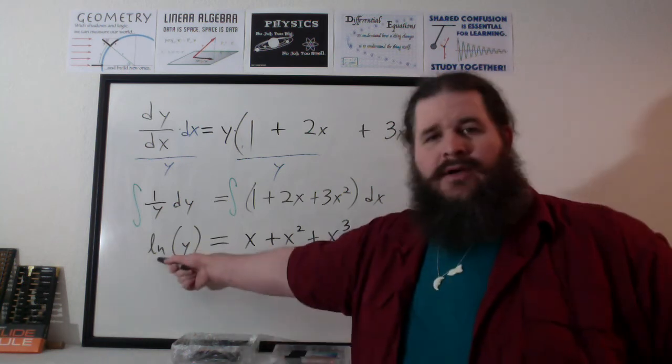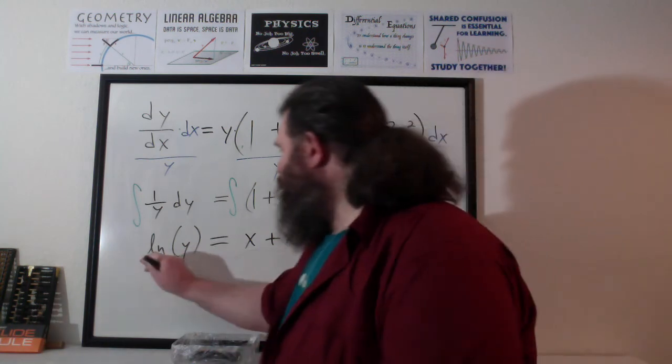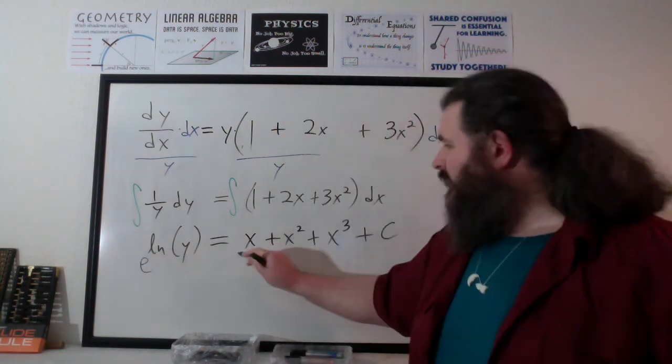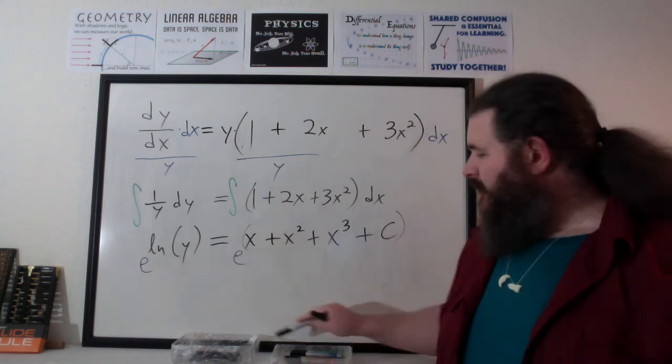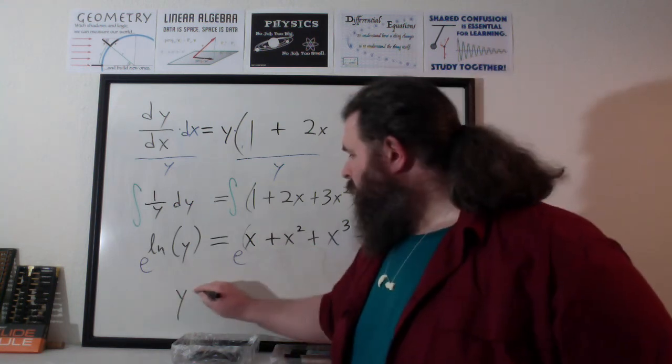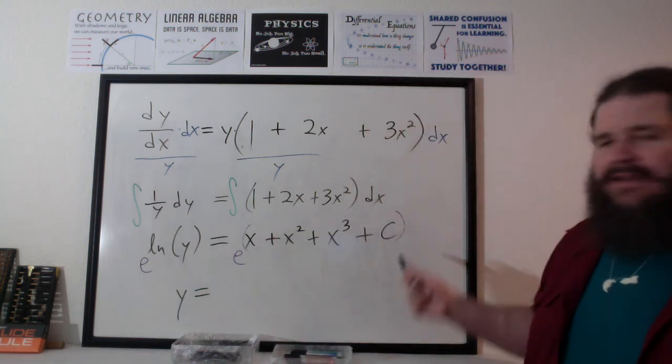So how do we get rid of the logarithm? We exponentiate. We raise e to the power of both sides. e to the power of the left side, e to the power of the right side. On the left side, exponential and logarithmic functions cancel out. On the right side, we've got e to the power of a bunch of stuff added together.